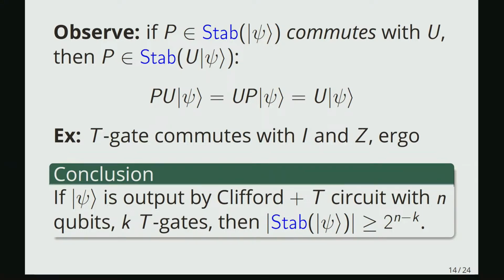And as a result, you can show by, well, basically a simple inductive proof that if you have a state psi that is the output of some Clifford+T circuit with at most k many T gates, then the size of the stabilizer group of the state is at least 2 to the n minus k. For the intuitive reason that the T gate commutes with half of the Pauli operators. So each time you apply a T gate, you're at most cutting the size of the stabilizer group in half. Okay, does this make sense?